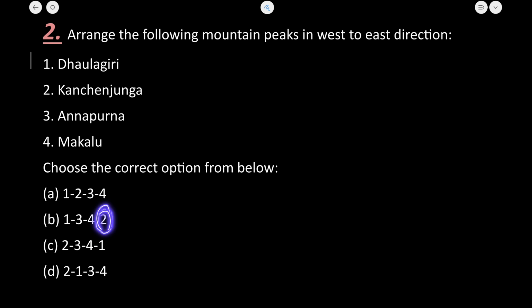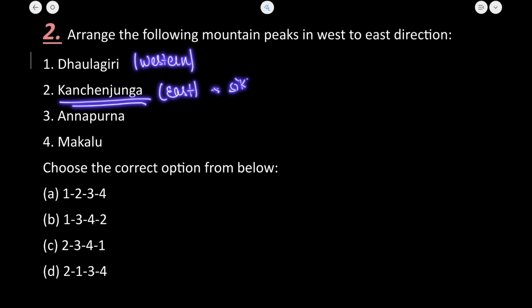See here, option 2 lies. The correct answer is going to be 1, 3, 4 and 2. Dhaulagiri we know is the westernmost in the given options, and Kanchenjunga by all means is the easternmost as it lies in the Sikkim region.